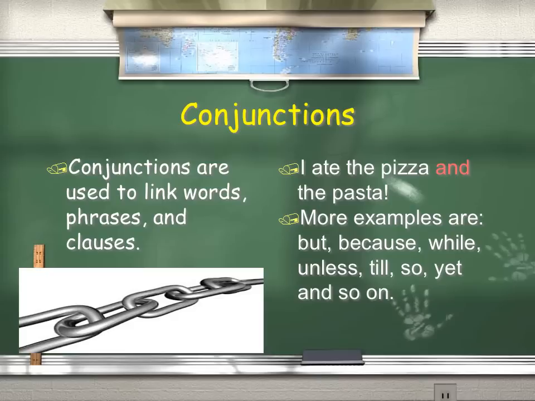I ate the pizza and pasta. You know, we can also say, I ate the pizza, I ate the pasta. To join the two sentences, we have to use a word. And here we have used the and: I ate the pizza and the pasta. More examples are but, because, while, unless, till, so, yet, and so on.